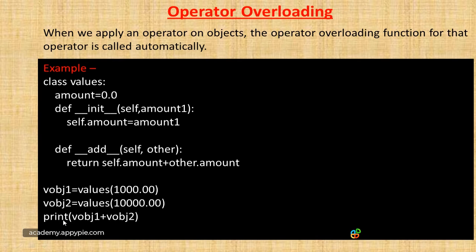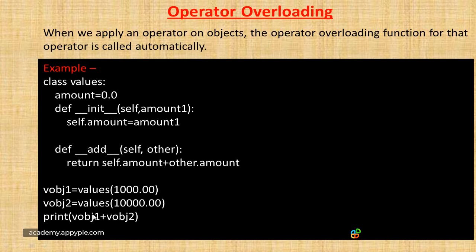Now, if I write print vobj1 plus vobj2, by default it would result in an error message, but in this case it is not going to. Why? Because Python has a way out. Python says that if you have a method with the name double underscore add double underscore, then two objects can be added. This is the operator overloading function, which is also called a magic function. Add is used to overload the plus operator.